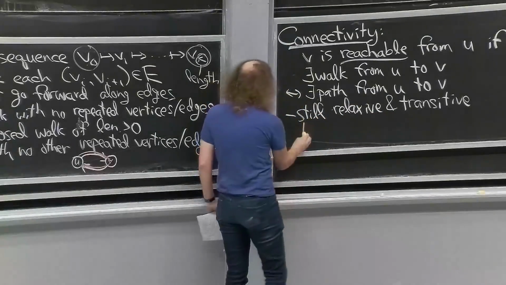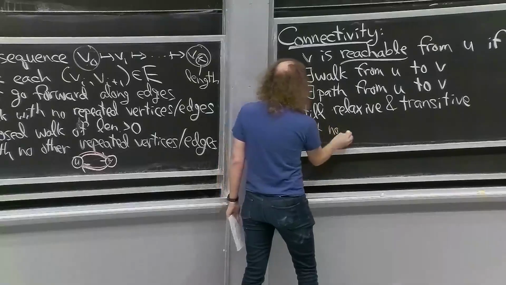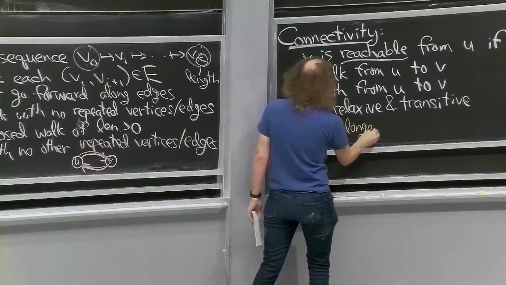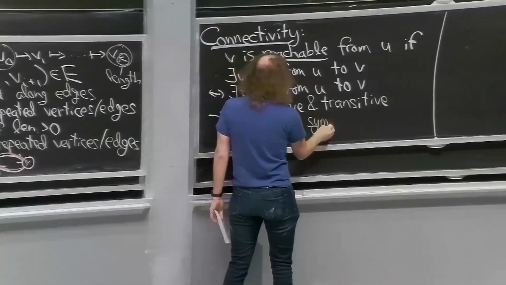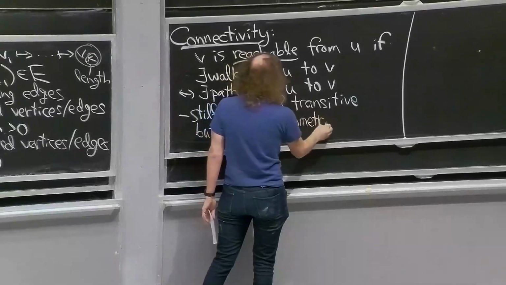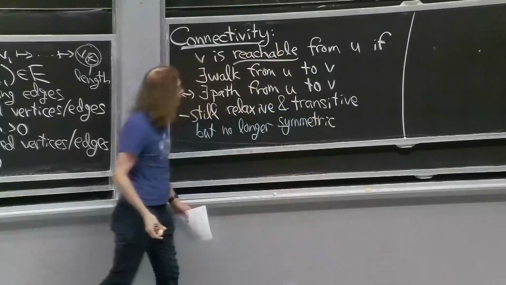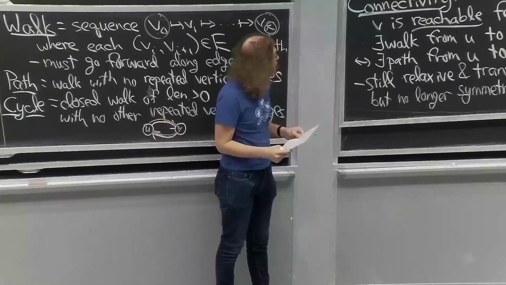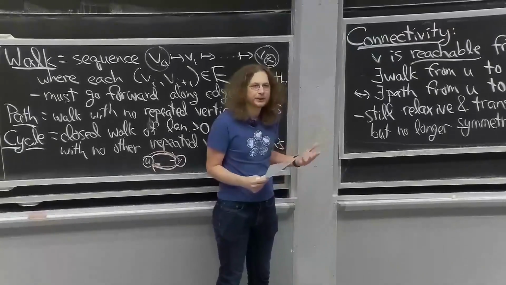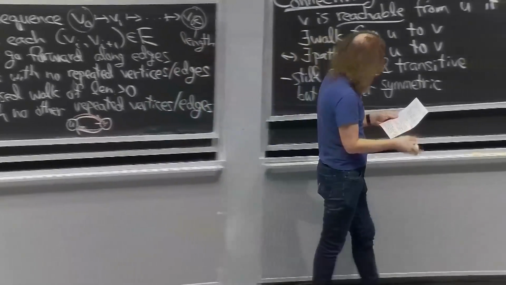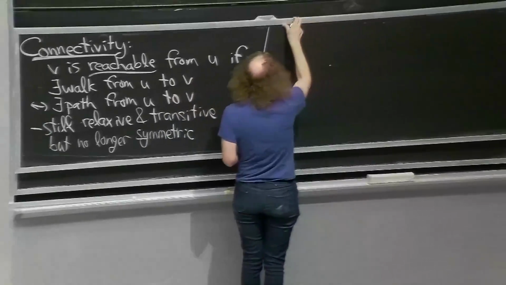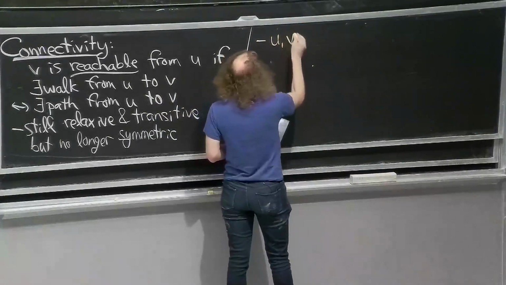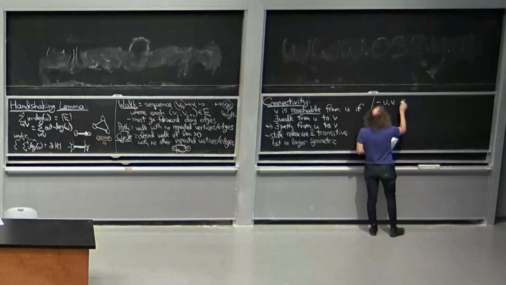Okay? But no longer symmetric. I've already said this a couple times, but if A can reach B, we don't necessarily have B can reach A. So that makes things more interesting. In particular, what does it mean for the whole graph to be connected? For that, it's useful to talk about there's a very strong notion of connectivity.